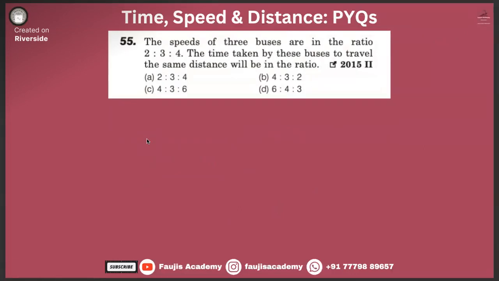We can launch. Yeah, the answer to this is just reciprocal of that. Speed of the 3 buses. Option B, sir. Yeah, option B. Without even calculating, you can tick this option and move. But let's just try it. Let's just try to do it.